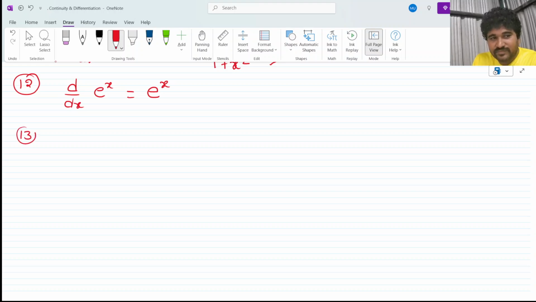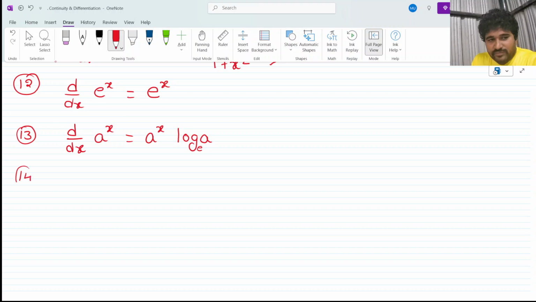13th. d by dx of a power x is a power x into log a. Remember the base is e. If I didn't tell any base, it means base is e. Keep that in mind.